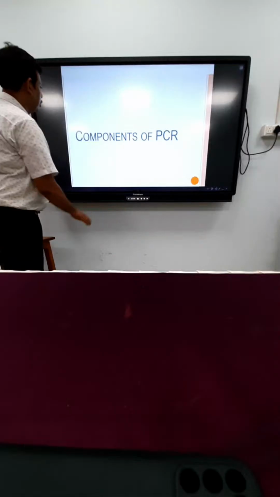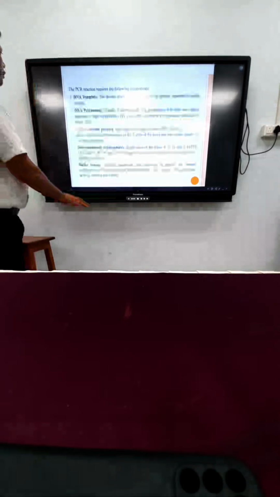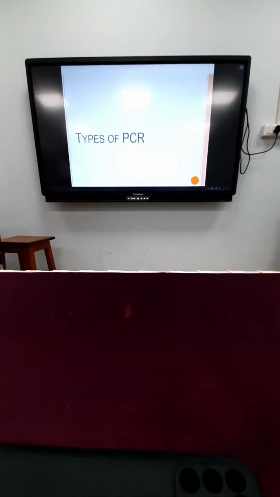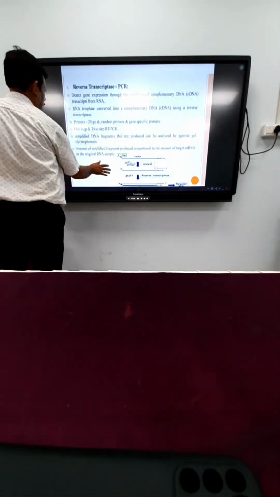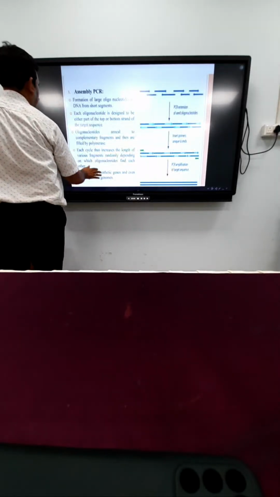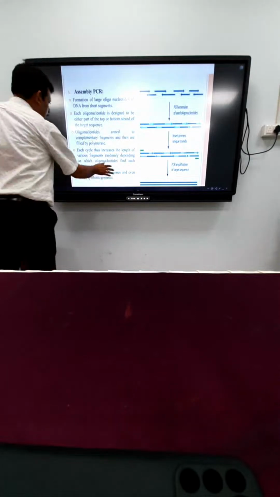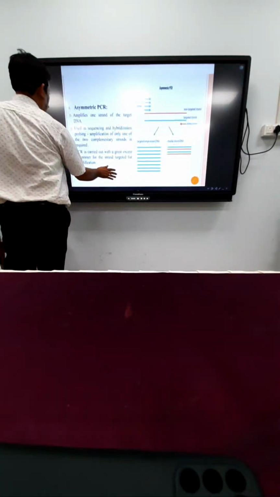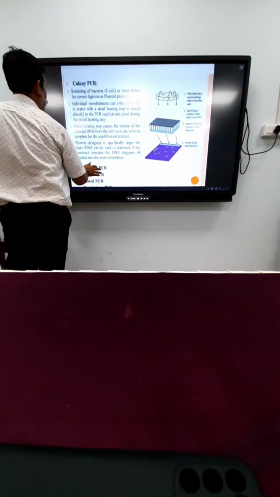So optimal temperature, the components of PCR. These are the data in your laboratory. That's why types of PCR. I will skip the different types of PCR. Basically, these PCRs used are different. DNA only PCR.